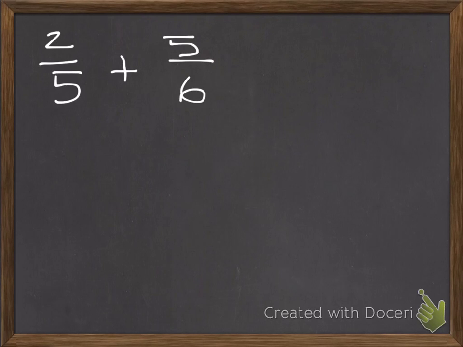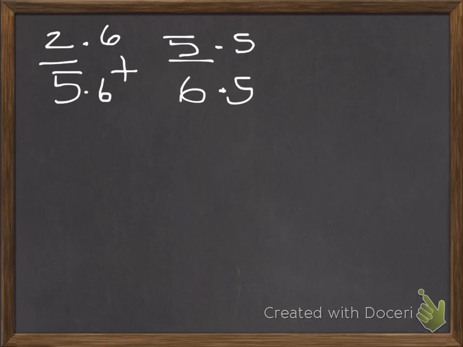The next section we're going to look at is adding and subtracting with unlike fractions. So we need a common denominator. So 2/5 plus 5/6. Common denominator here would be 30.